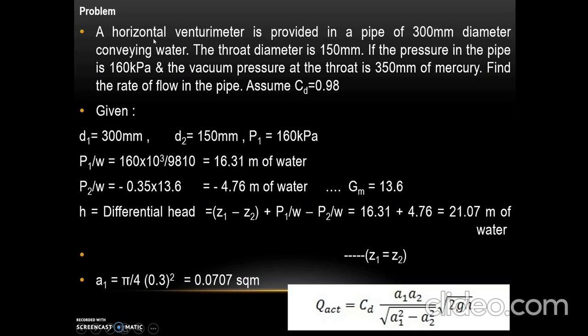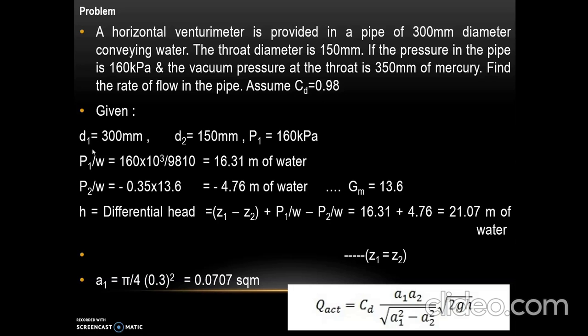Now we will solve a problem based on venturimeter. A horizontal venturimeter is provided in a pipe of 300 mm diameter conveying water. The throat diameter is 150 mm. If the pressure in the pipe is 160 kPa and the vacuum pressure at the throat is 350 mm of mercury, find the rate of flow in the pipe. Assume CD equal to 0.98.